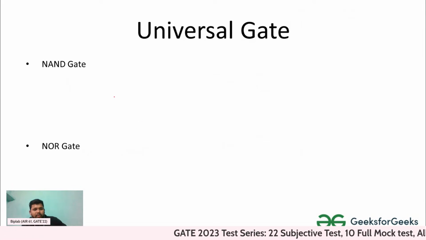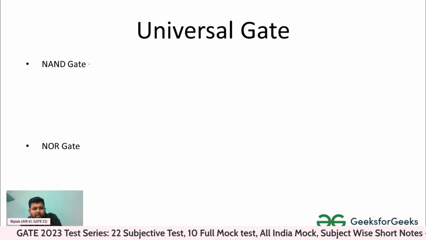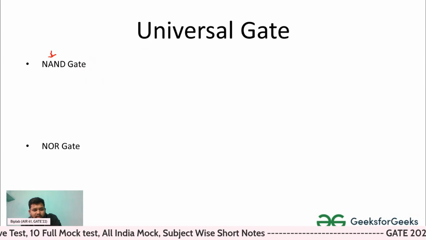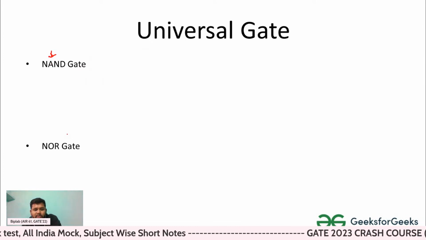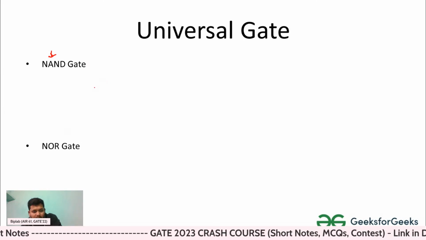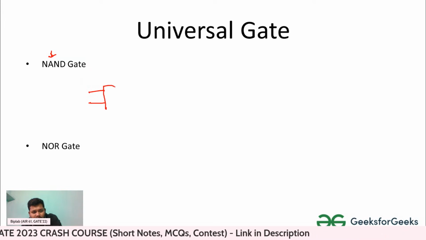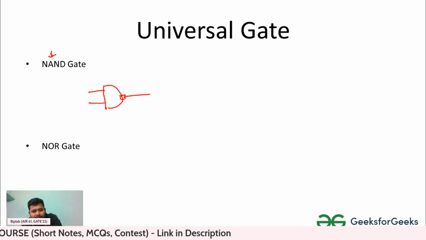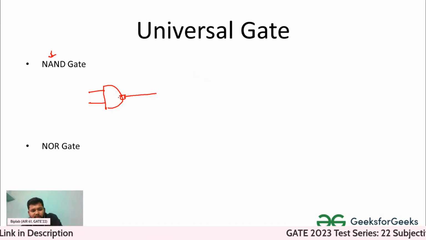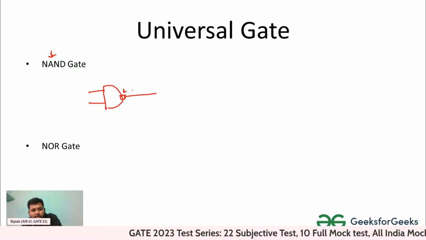Now come to universal gates. You know why it is called a universal gate? Because we can make all of the basic gates using any one of these, NAND or NOR. You can make all three: AND, OR and NOT gate. So how does it look? The NAND gate is like this. You are multiplying first, that means you are performing AND first, and then you are doing a NOT.